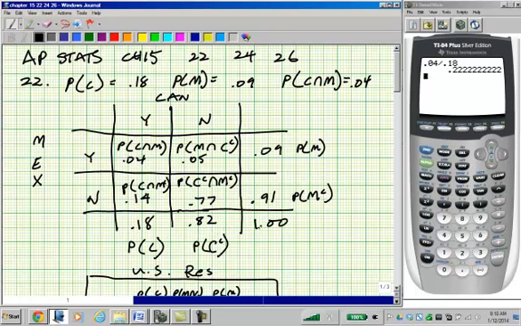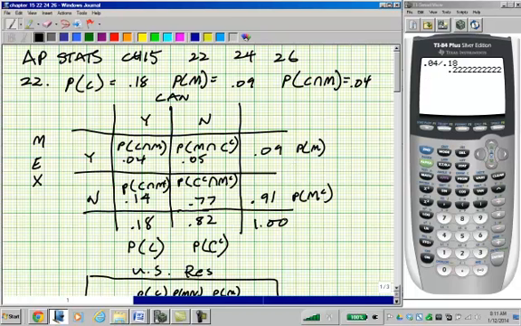I can go along the margin here, and I know that this is the probability that somebody went to Canada, 0.18. This probability and this probability must add up to 1. So 1.00 minus 0.18 is 0.82. So if the probability somebody went to Canada is 0.18, then the probability that somebody did not go to Canada is 0.82. Similarly, if the probability that somebody went to Mexico is 0.09, then the probability they didn't is 0.91.